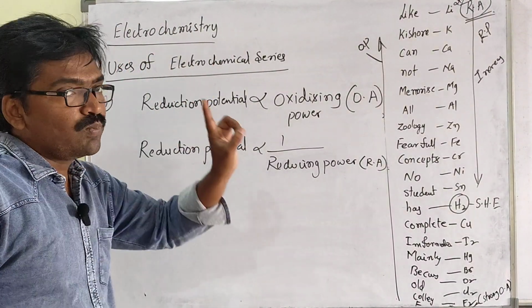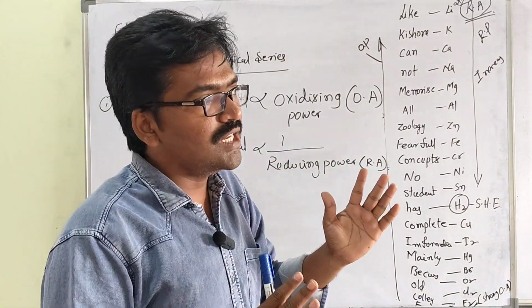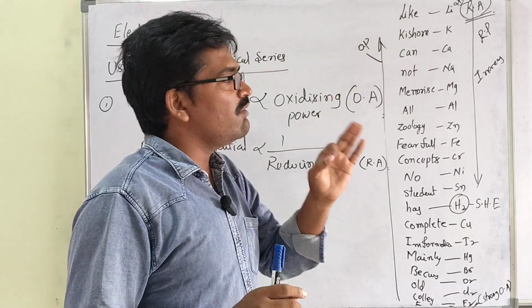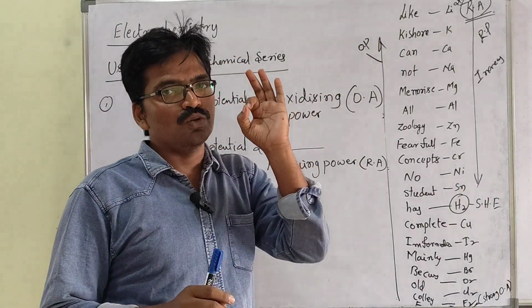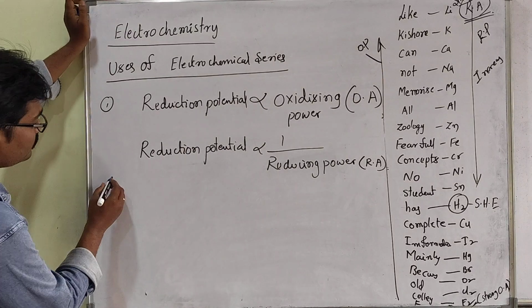So based on the first point, we can find out from the given values which is the oxidizing agent and which is the reducing agent. Okay, right. So next point, the second one.